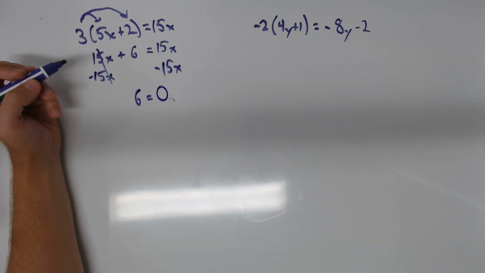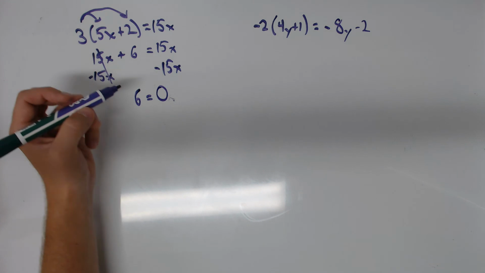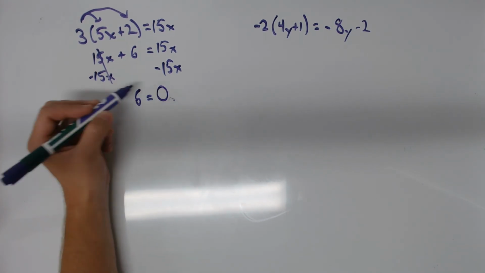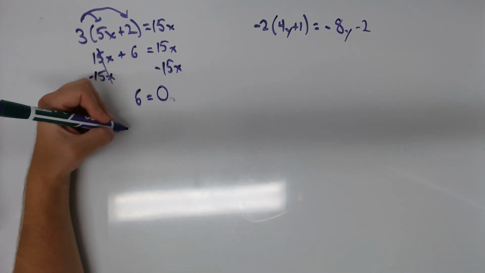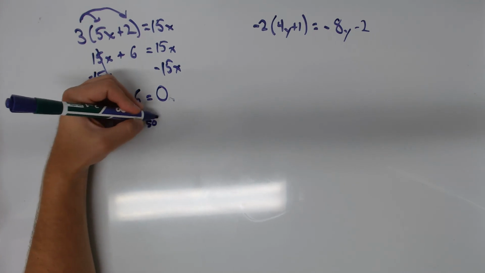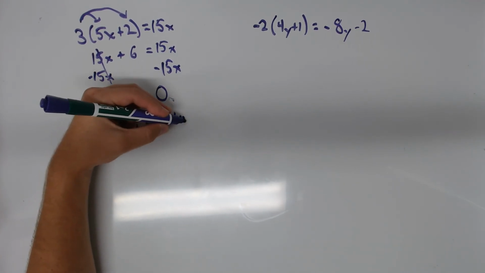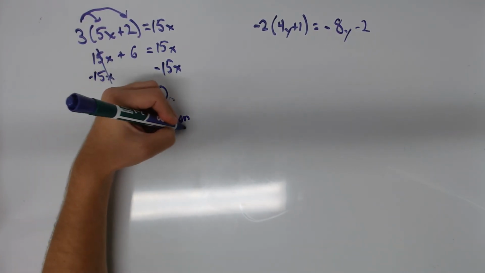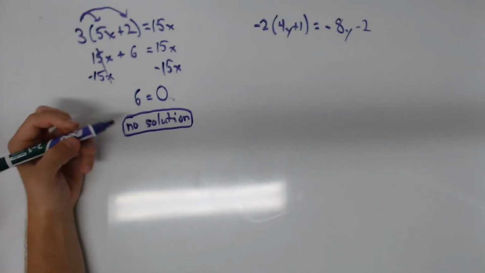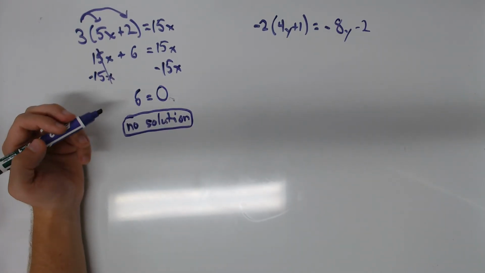So like I said, x is going to cancel out. But what's left over? Does 6 equal 0? Does that work? That is a no solution. If the variables cancel and what's left over is not equal, no solution is what we got to go with.